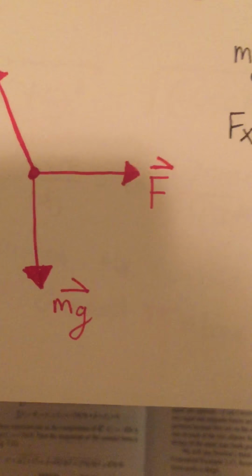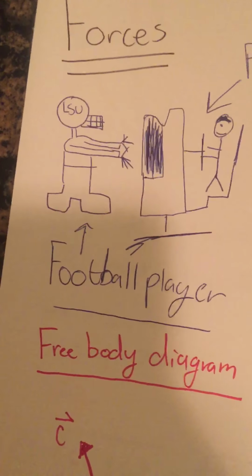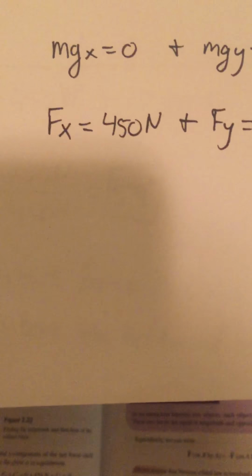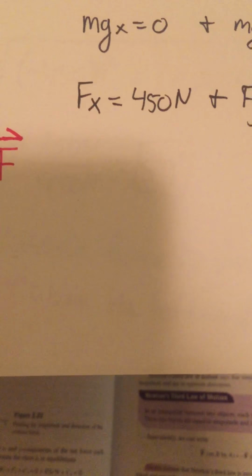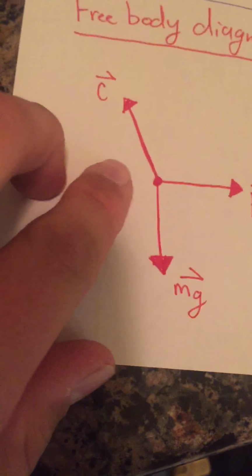So then after that you label your magnitude force, which we know because in this problem the magnitude that the football player pushes with is 450 newtons. So you label them here, and your fx, which is your magnitude force, is 450 newtons, and in the fy direction it is 0 newtons because he is not pushing anything up or down.